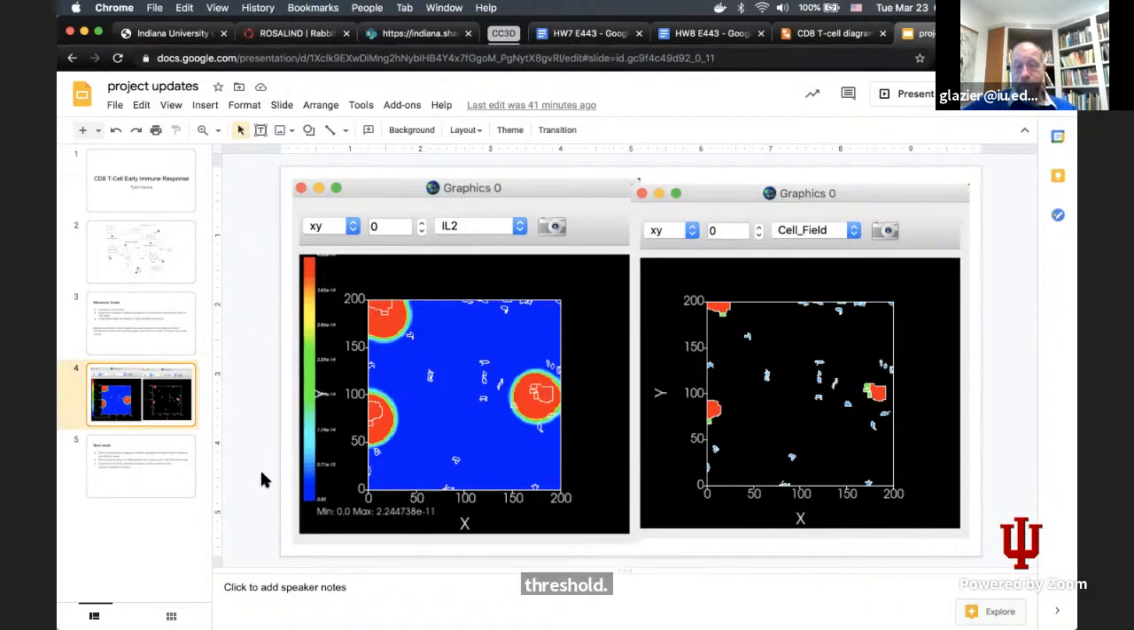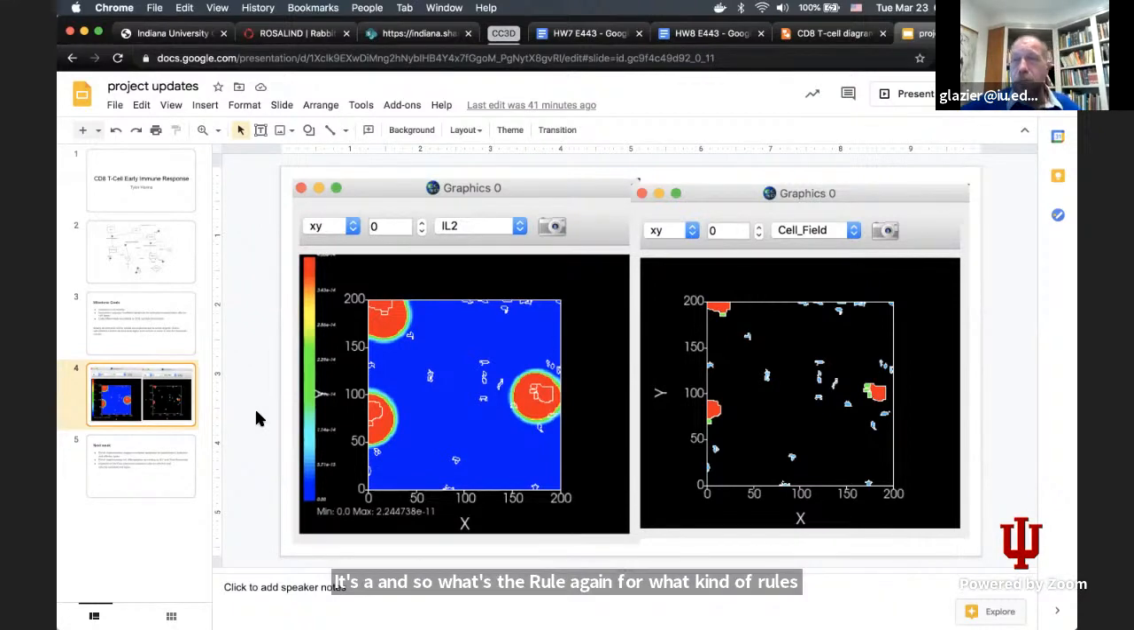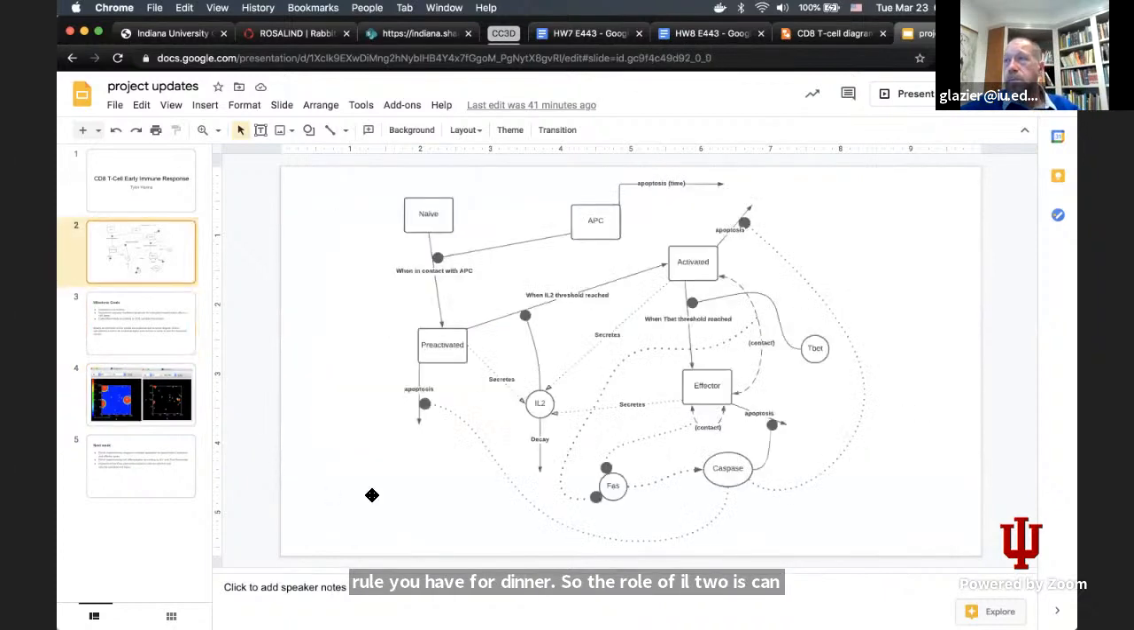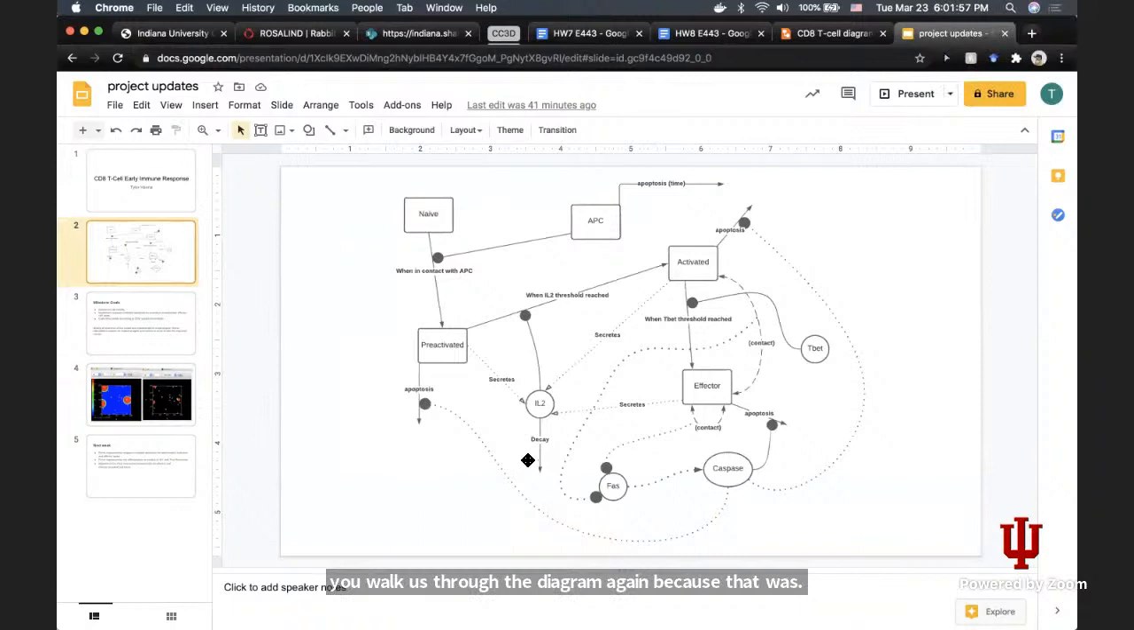But it's sometimes convenient to try to keep your numbers reasonable, not too far away from 1. And so what's the rule again for the role of IL-2? Can you walk us through the diagram again? Because that was a little fast.